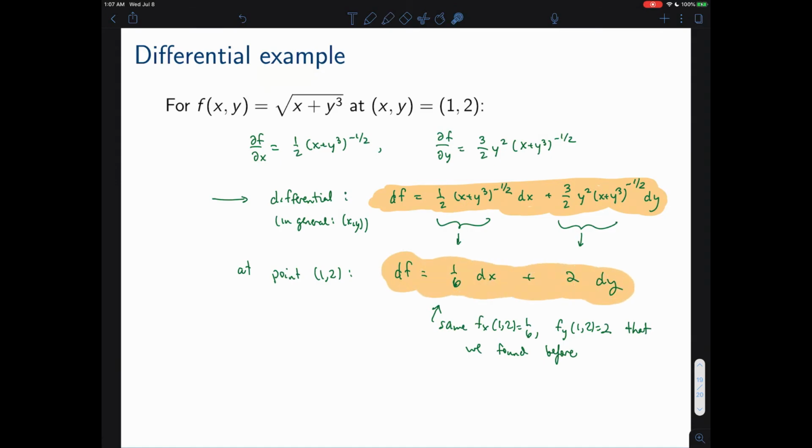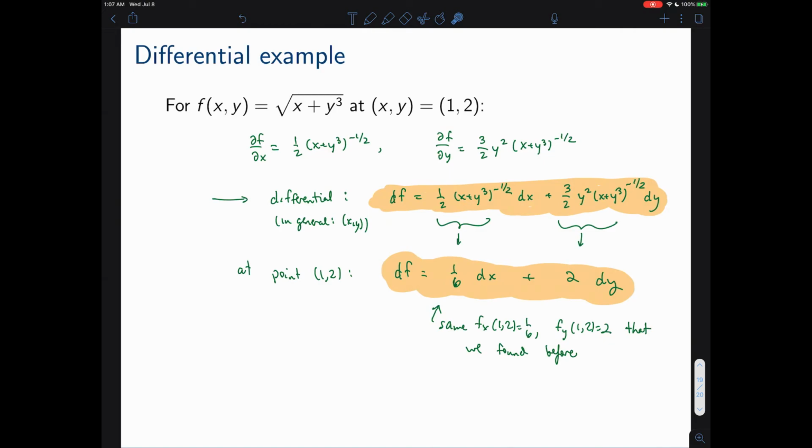So here is written the differential in general at any point, just a formula for the differential at any xy point, and then the differential at one specific point.